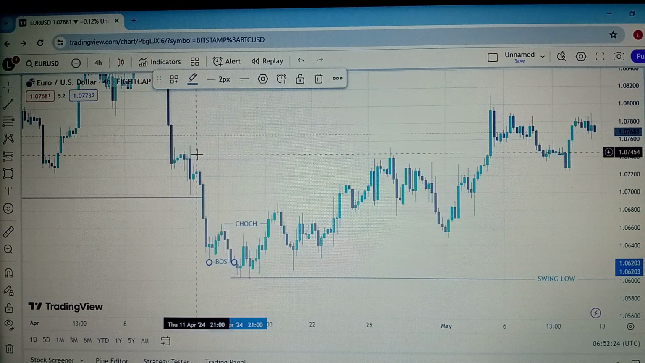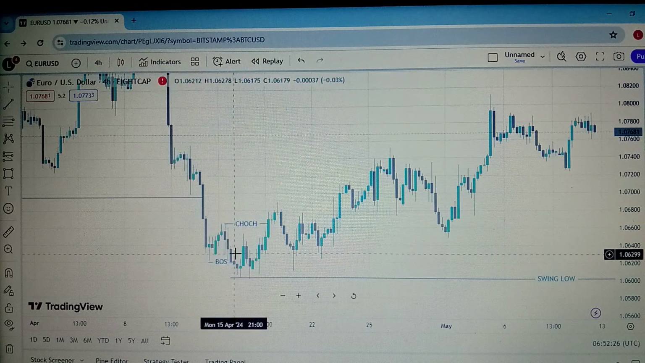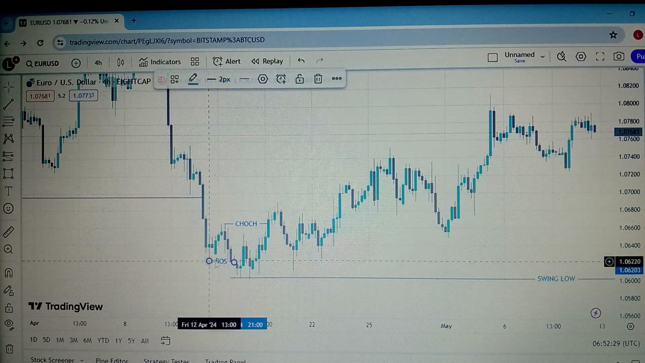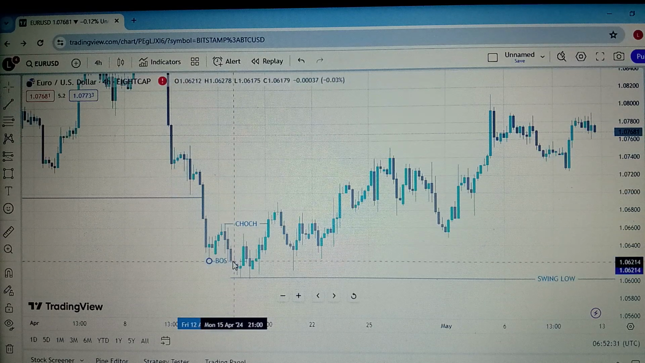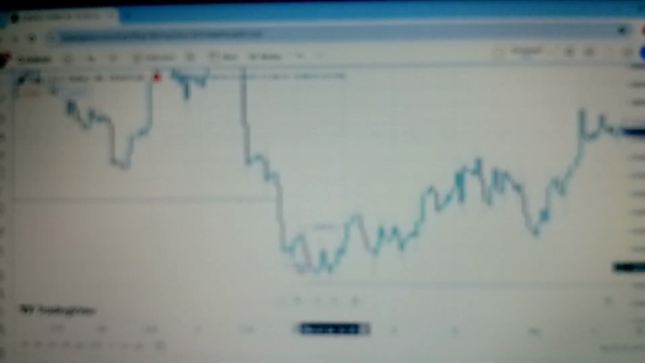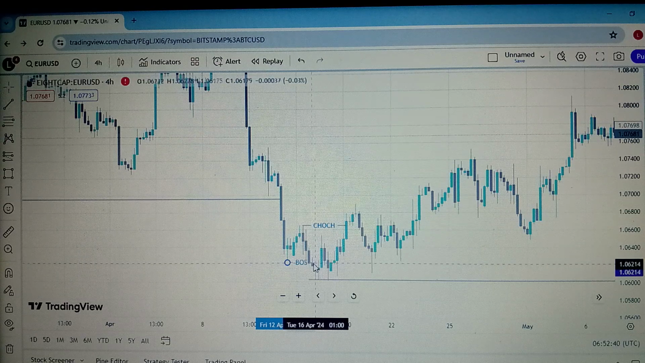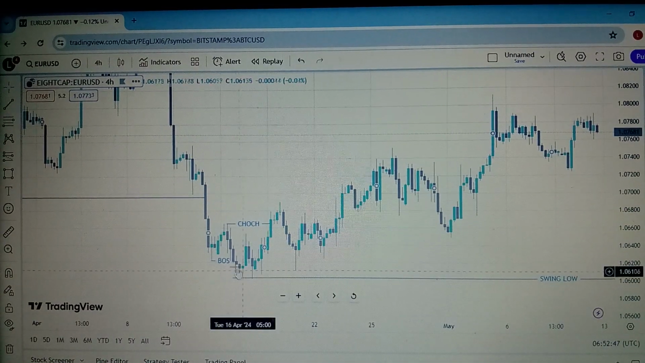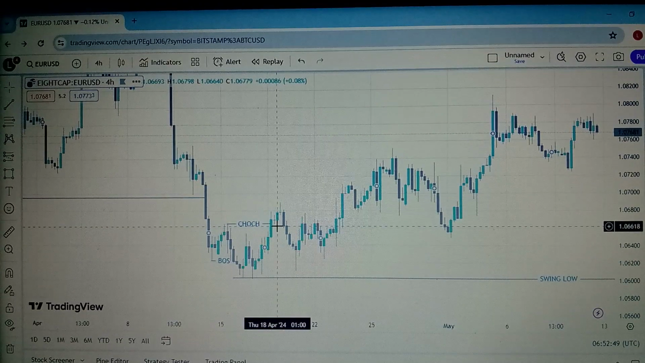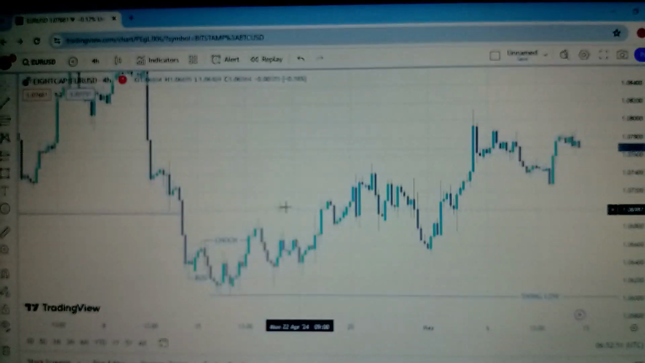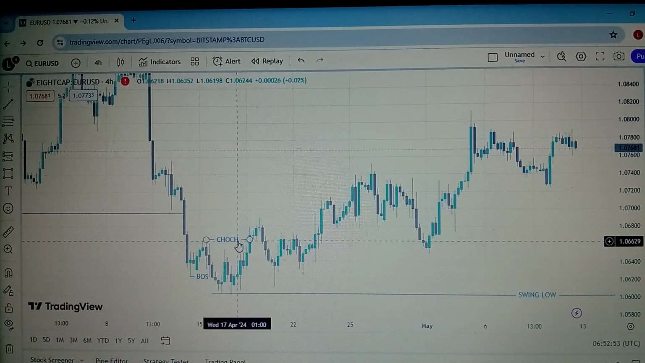So we have a break of structure right here, right? We have a break of structure, change of character. I don't know if you all saw that, but we have a break of structure, change of character, and price is eventually pulling back.